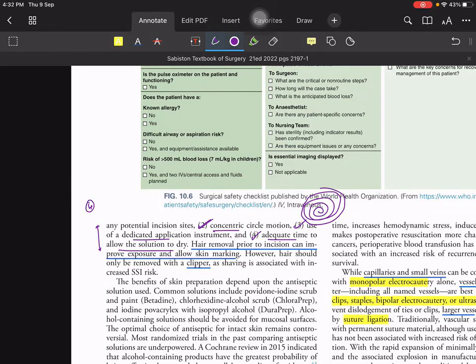And hair, when to remove the hair? Removal prior to incision can improve exposure and allow skin marking. So prior to incision, they are telling, and use a clipper.